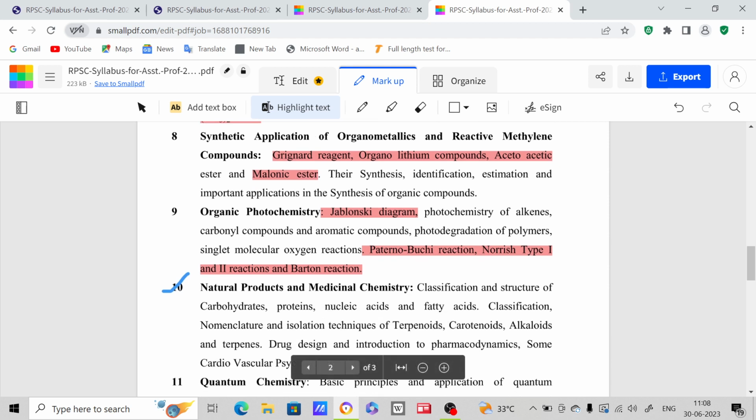Next, organic photochemistry: Jablonski diagram, Paterno-Buchi reaction, Norrish type 1, Norrish type 2, Barton reaction. These are very important for CSIR NET as well as RPSC.